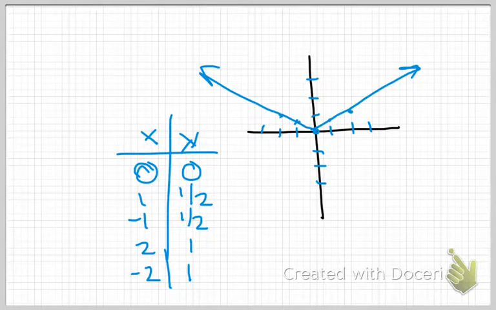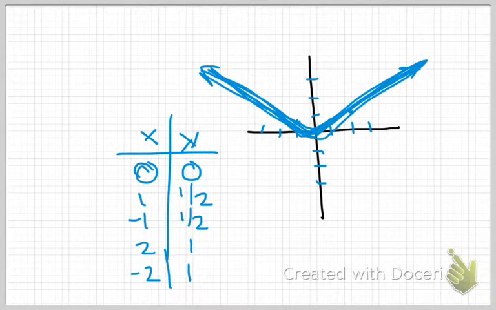What happened to this as opposed to our parent function? How did it change the slope of our lines? It made our absolute value function much wider. So a compression factor, even though it sounds like it makes it smaller, actually makes it wider.